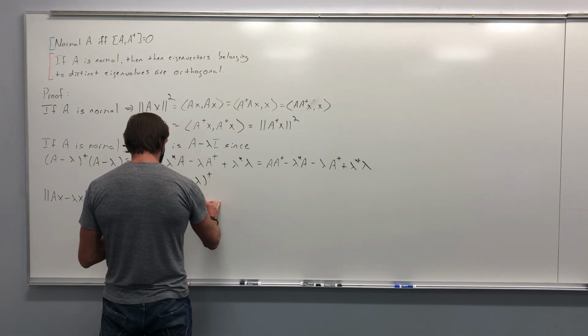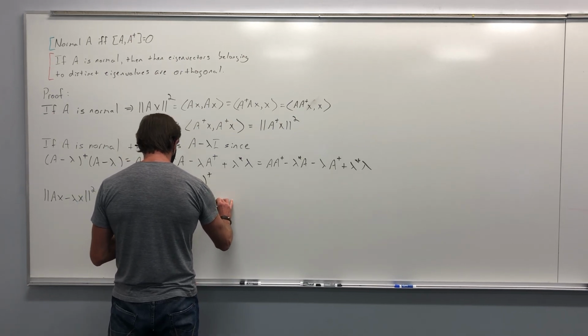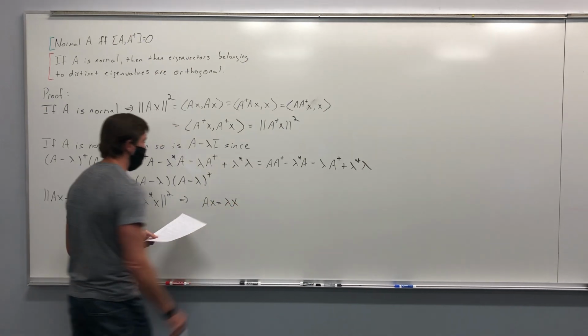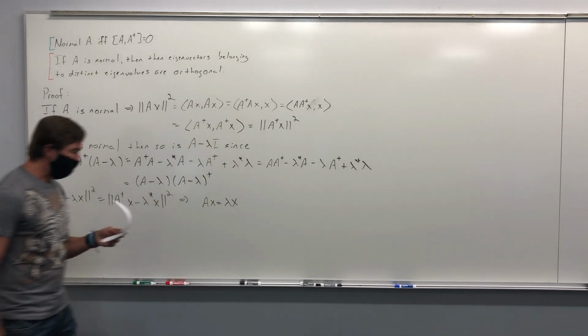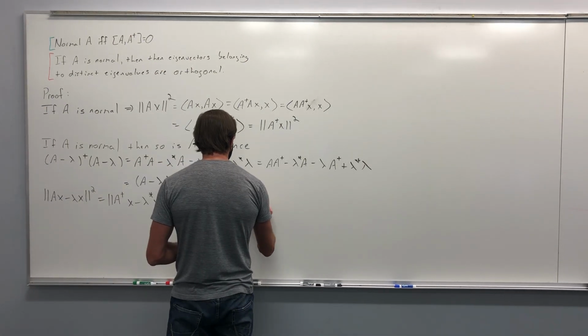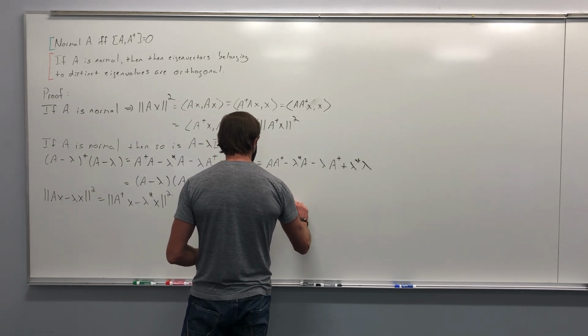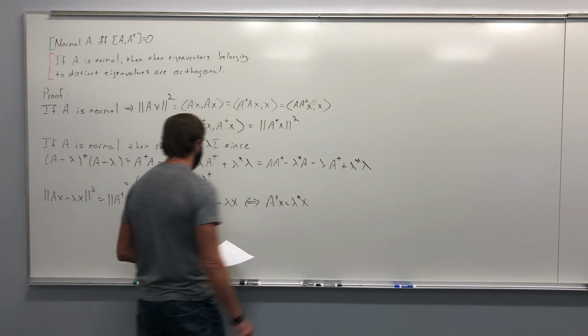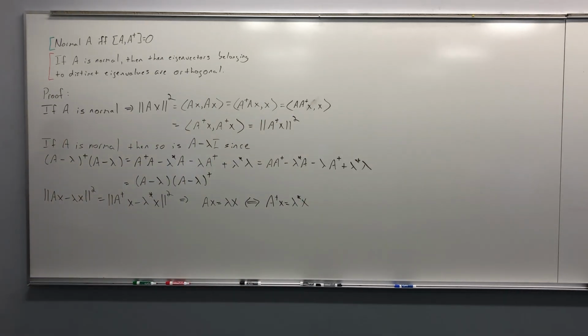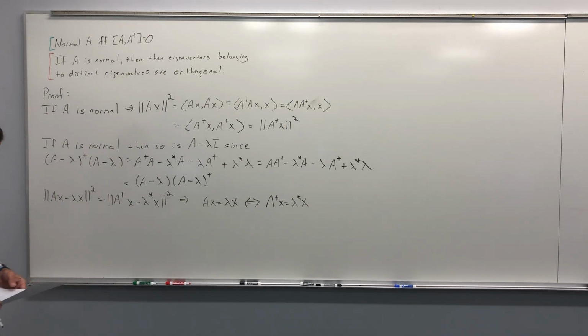And this, of course, implies that if Ax is equal to λx, that is, if lambda is an eigenvalue of the operator A, then A†x equals λ*x. If this is 0, this is 0. I'm not saying that this is equal to this. I'm just saying if one is 0, the other one's 0.